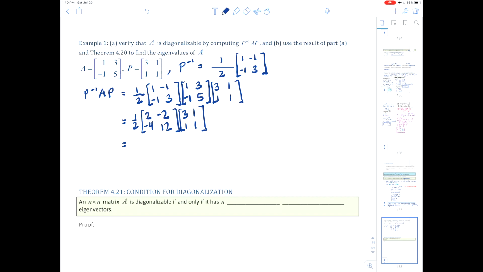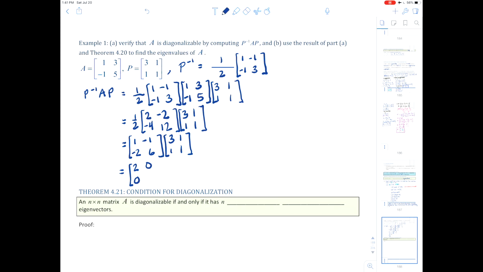Well, why don't I go ahead and bring that 1/2 in, because I've got even numbers all throughout, so it'll make it easy. So this is going to be 1, -1, -2, and 6 times 3, 1, 1, 1. And that will give us 3 minus 1 is 2. 1 minus 1 is 0, looking good. -6 plus 6 is 0.